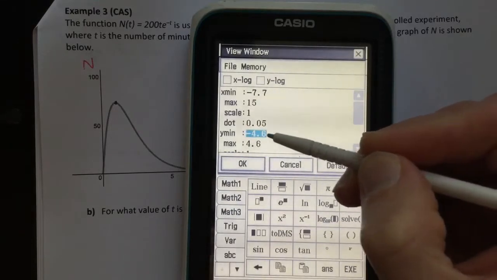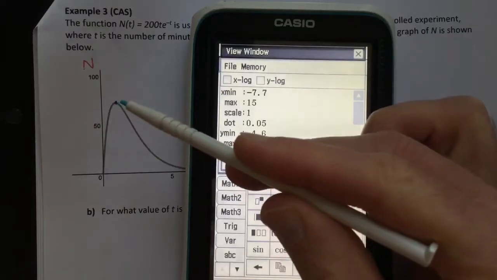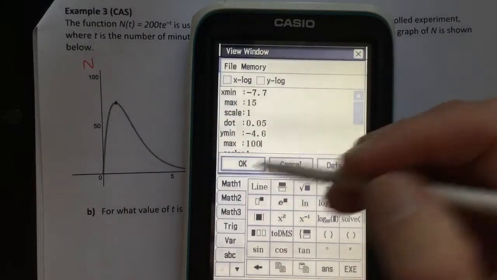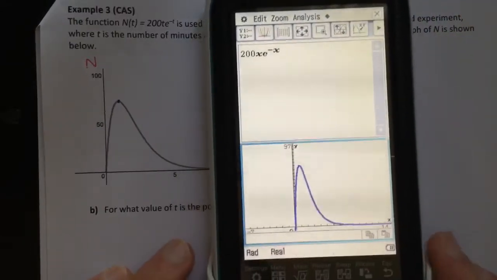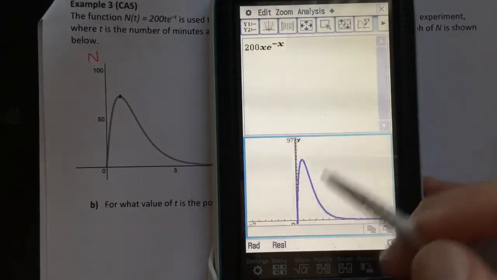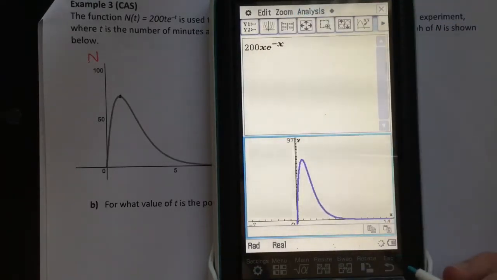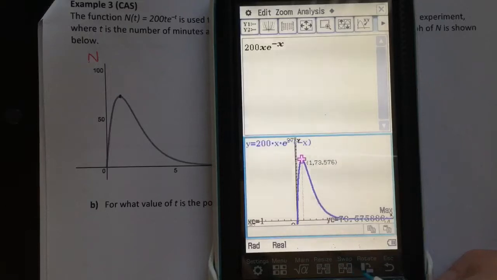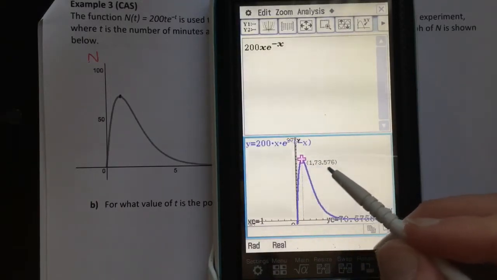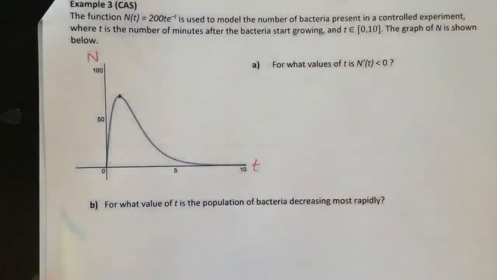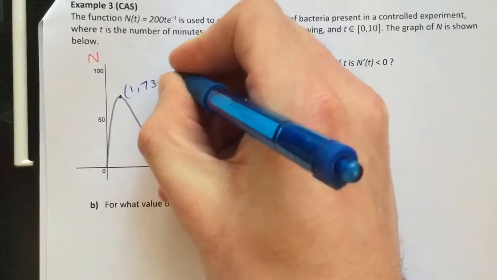Y values, that's fine to start off a little bit below the x-axis there, and then the maximum, well, it looks like it occurs at maybe 70-ish, but I'm just going to go up to 100 to be absolutely sure. We hit OK, and not a perfect zoom, but a pretty good idea, and we're clearly going to be able to see where that maximum turning point is. So if we go Analysis, G-Solve, and then Max, we can see the maximum occurs at 173.576.